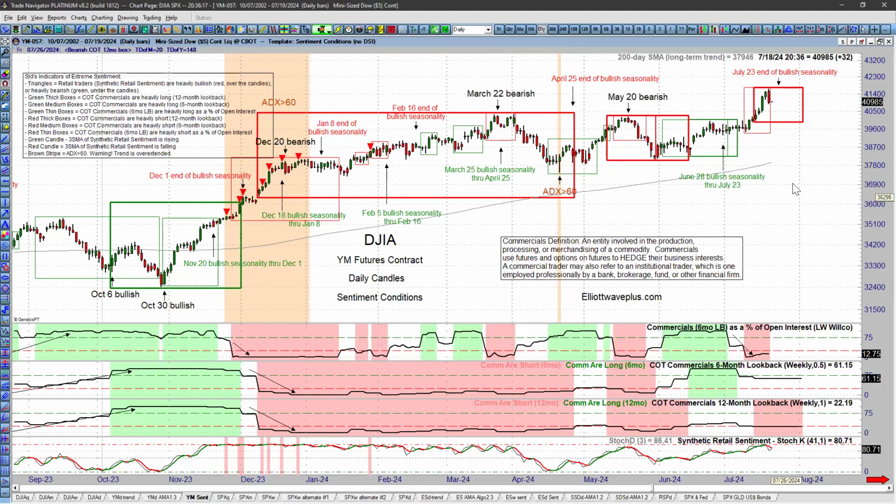Also, on the daily sentiment screenshots for premium plan subscribers, I show bullish and bearish seasonality on virtually every futures contract. So we're still in a period of bullish seasonality on the Dow for a few more days until July 23.